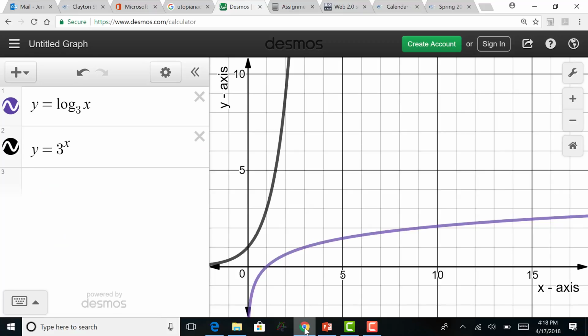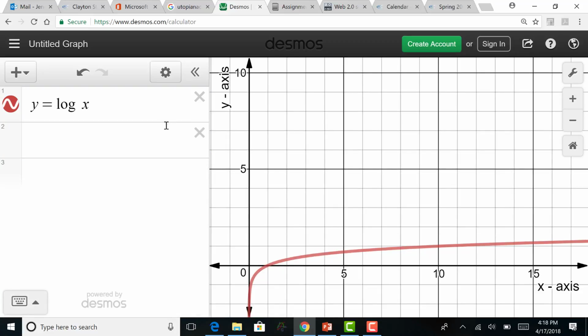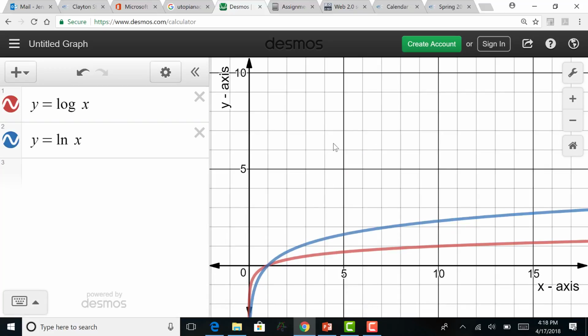All right, back to Desmos again. So here's common log again, y equals log of x. We got our curve. There's my curve. And what if I use y equals natural log of x? They're similar. Now remember, this one is the inverse of that one. Excuse me, this equation is the inverse of that one.